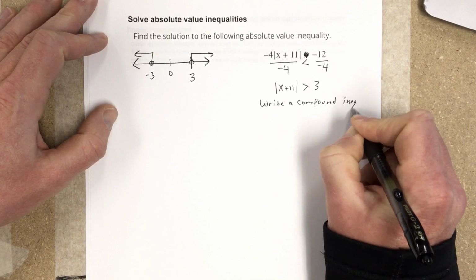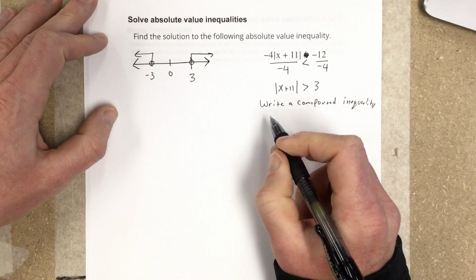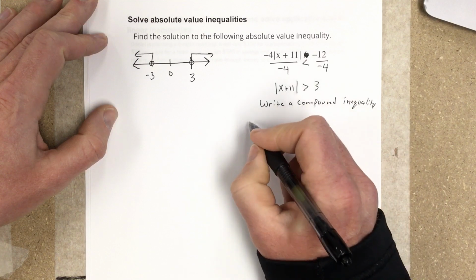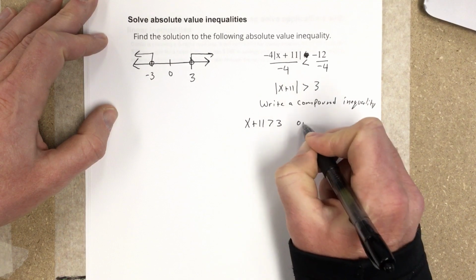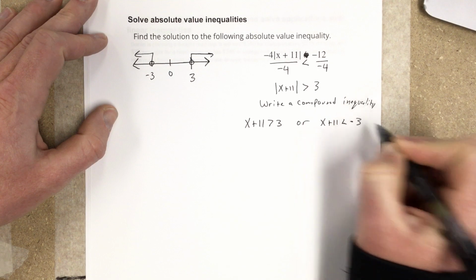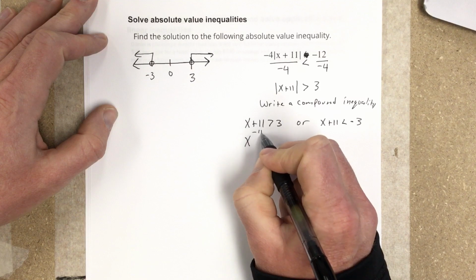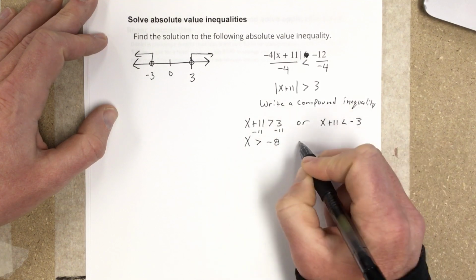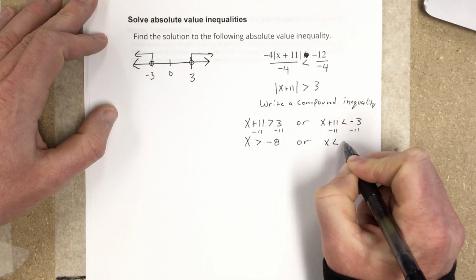inequality. Now this one's going to be different than the previous one because the previous one was like an and inequality because the arrows were pointed the opposite direction. This one's going to be an or. We're going to write x plus 11 has to be greater than 3, or x plus 11 has to be less than negative 3. And then we'll solve here, and we get x, if we subtract 11 from each side, has to be greater than negative 8, or subtract 11 on each side, x has to be less than negative 14.